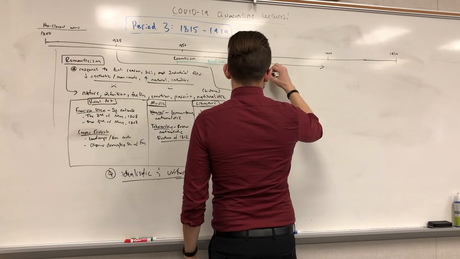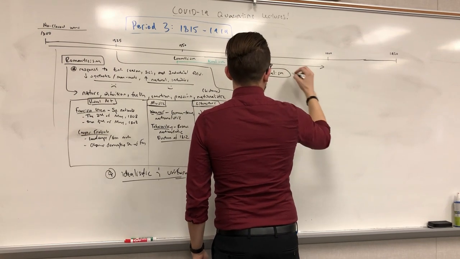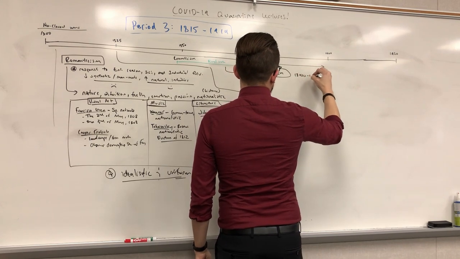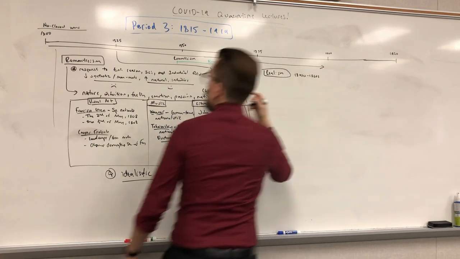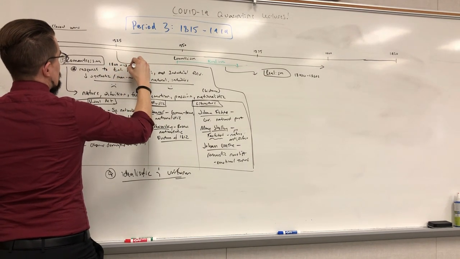So we'll detail realism here. Realism. And then we'll say 1840s-ish to 1860s it's waned. I should put the years here too, 1800 to 1890.